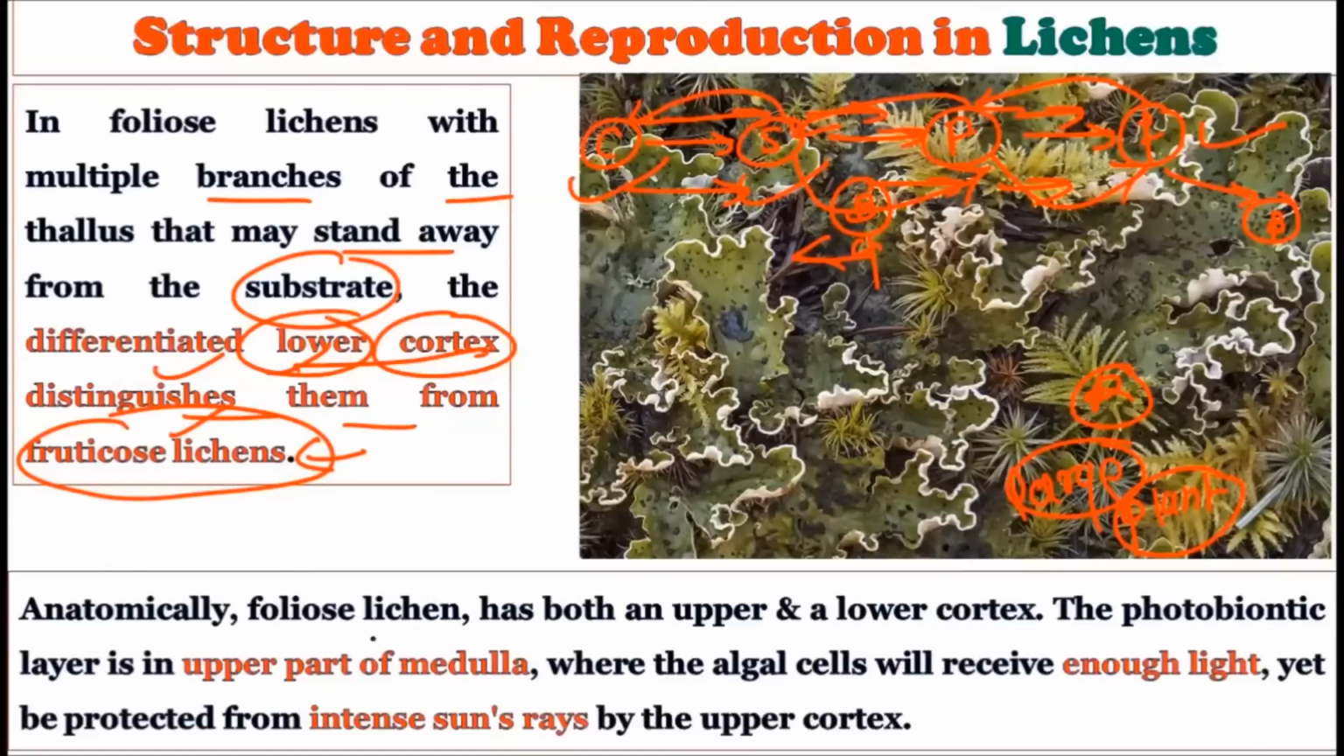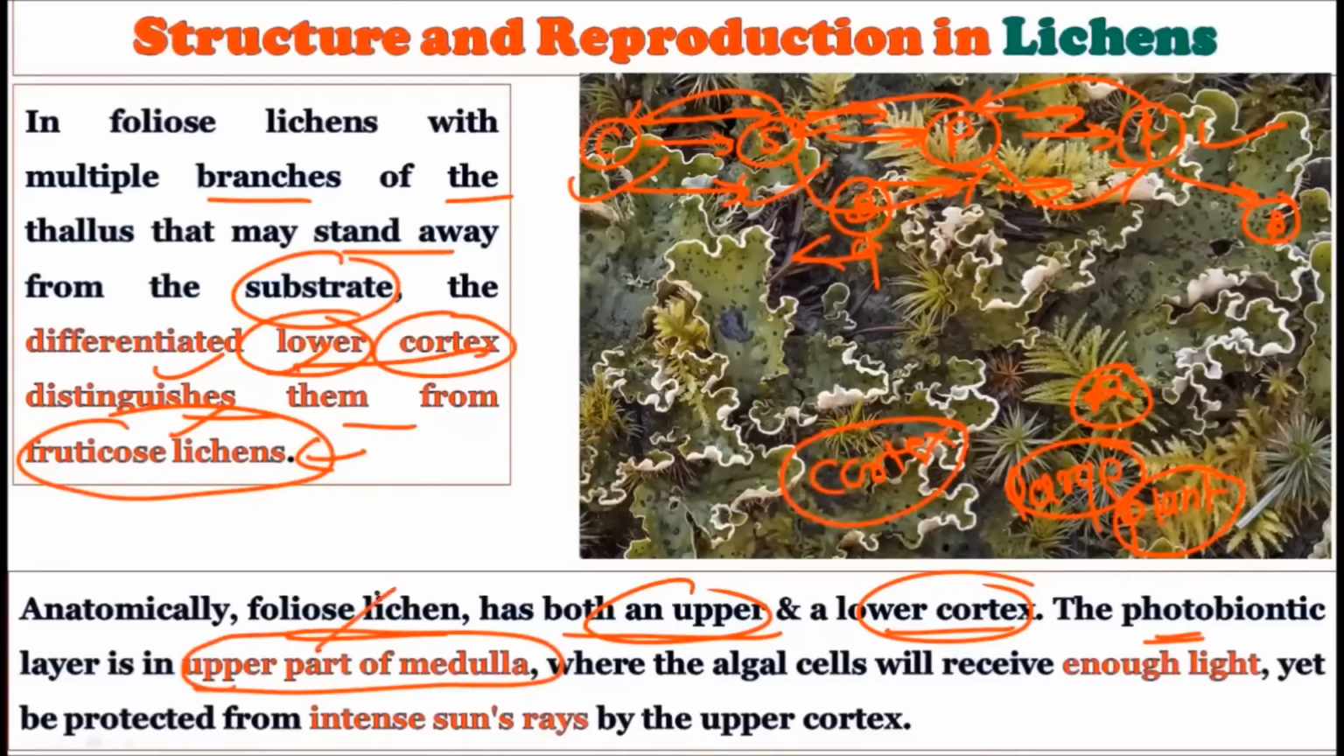Okay, now see, anatomically the Foliose lichen has both upper and lower cortex. Of course, they are highly developed and they contain both types of cortex, very much differentiated upper cortex and lower cortex. The photobiont layer is in the upper part of the medulla. Of course, this is similar in all kinds of lichen, that the upper part of the medulla contains the photobiont cell. That is, consider this is the thallus, and here we have the upper cortex, then we have the photobiont cell, then we have the medulla, and then finally we have the lower cortex. So in this upper medulla portion, they find the photobiont cell.